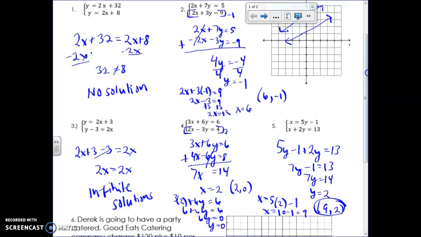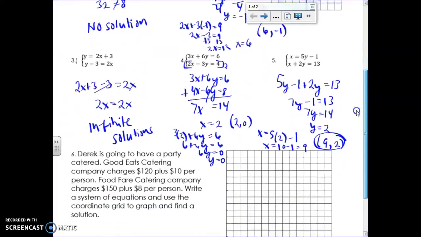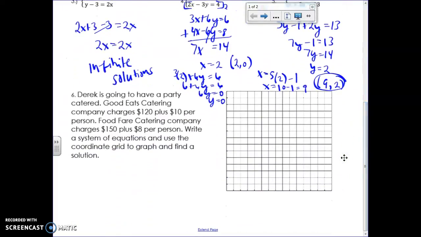Alright, moving on to this graphing one down here. We're going to use this graph to solve this problem. Derek is going to have a party catered. Good Eats Catering Company charges $120 plus $10 per person. Food Fair Catering Company charges $150 plus $8 per person. Write a system of equations and use the coordinate grid to graph and find a solution.